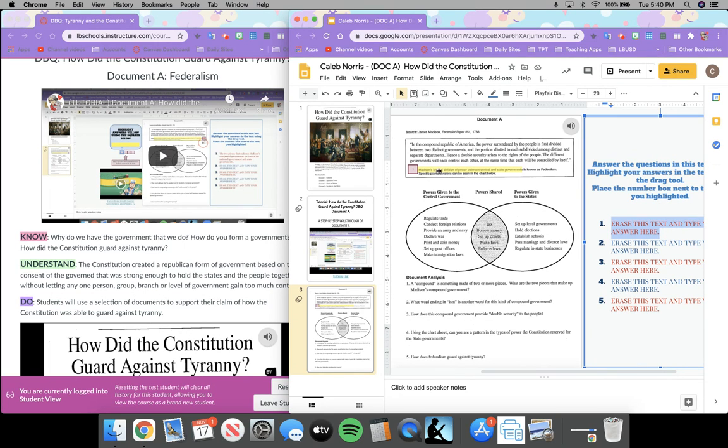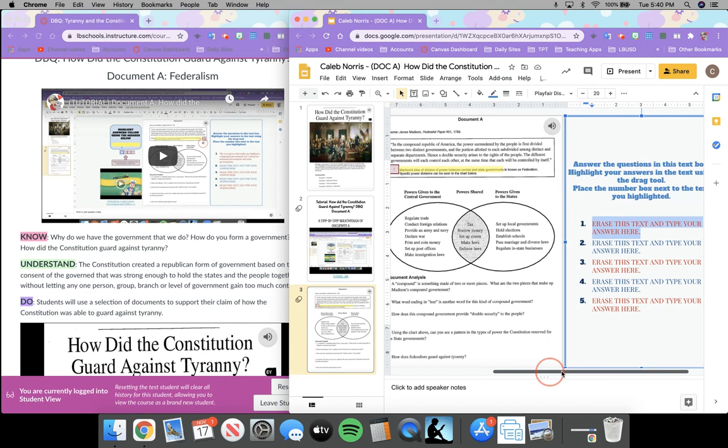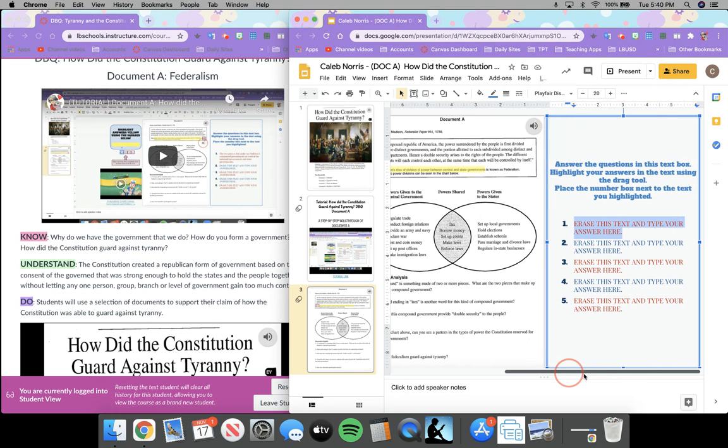I'm going to remember Madison's idea of division of power between central and state governments. And then I also know that, just to be clear, central means the national government. So what are the 2 pieces that make up Madison's compound government?